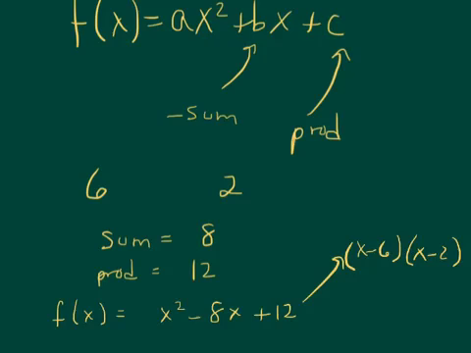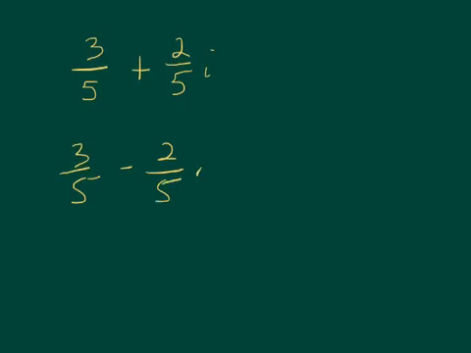So for example, let's make numbers that are tougher here. Let's say we have 2 roots, and the roots are 3/5 plus 2/5 I and 3/5 minus 2/5 I. So a problem like this. Well, a problem like this is very tough to do by looking at root form. So what you do is use the product and the sum of the roots instead.